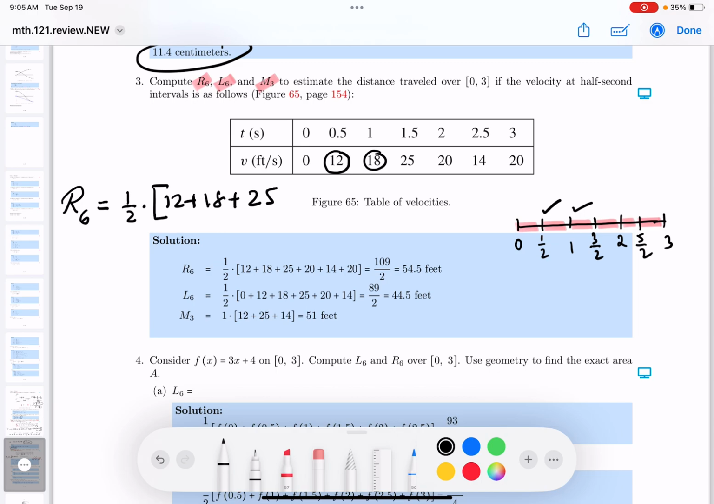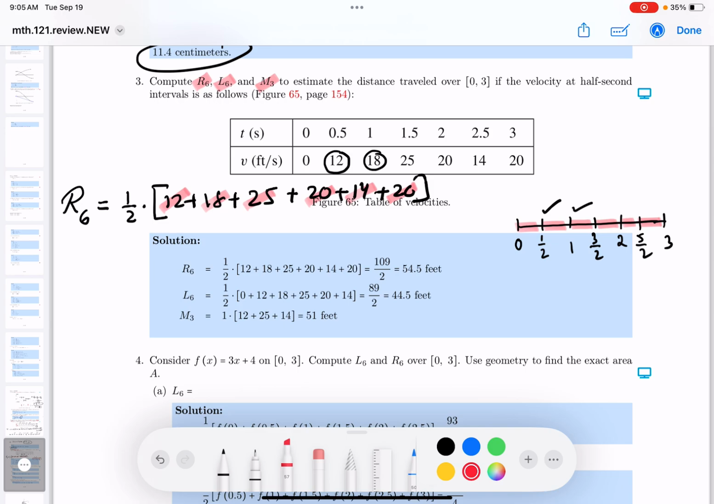I think you're getting the idea over here. And there's going to be 6 of those. Let me keep going. 20, 14, and 20. Let me count them up for you. 1, 2, 3, 4, 5, 6. They're the heights of all the rectangles at the right endpoints.